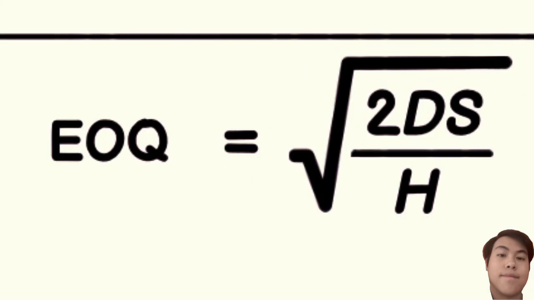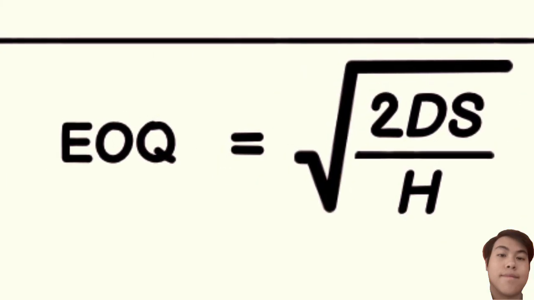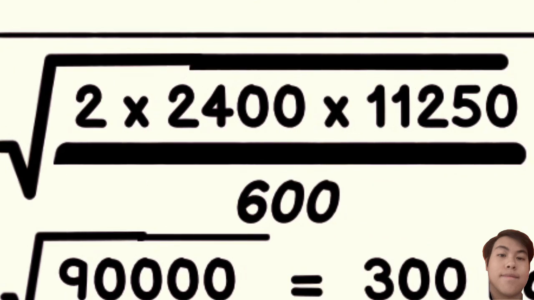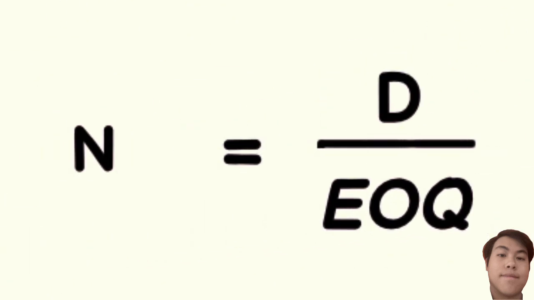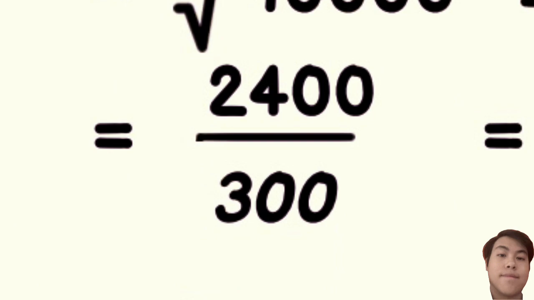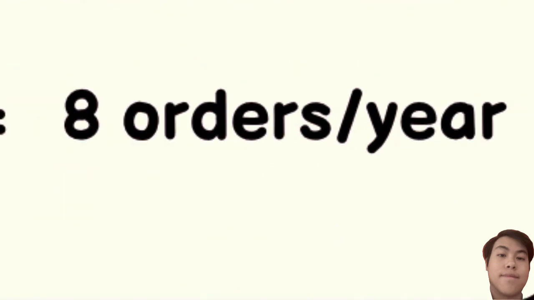EOQ equals the square root of 2DS over H, which is the square root of 2 times 2,400 times 11,250 over 600, which is the square root of 90,000, which is 300 pairs. And for N, D over EOQ, which is 2,400 over 300, which is 8 orders per year.